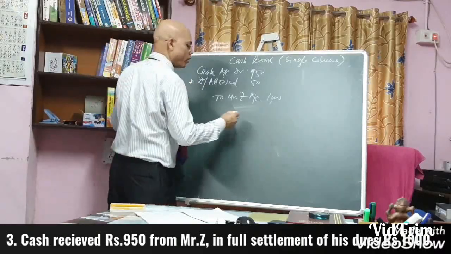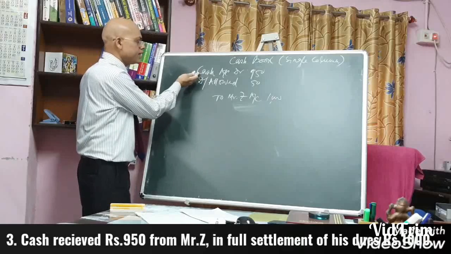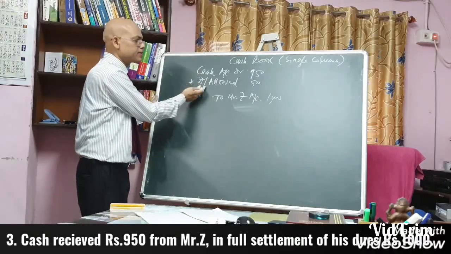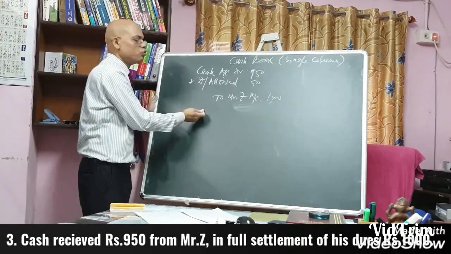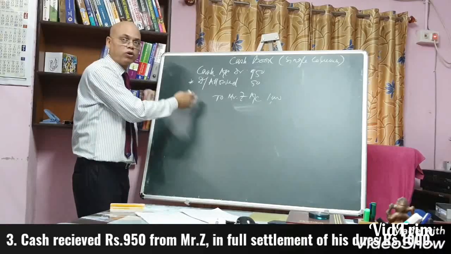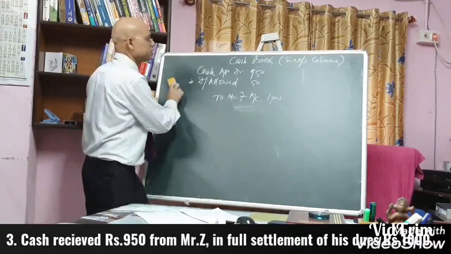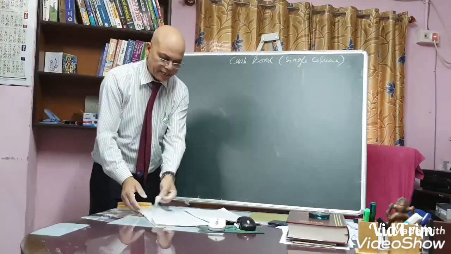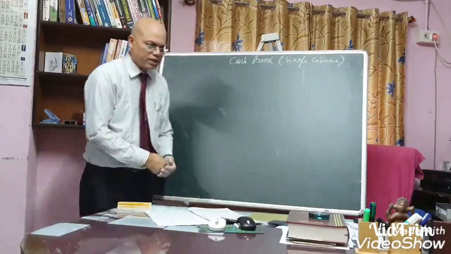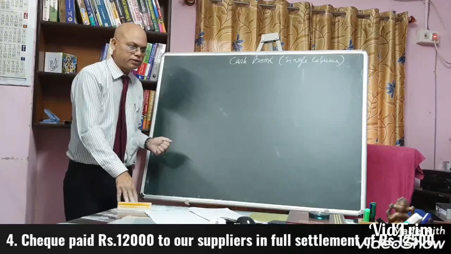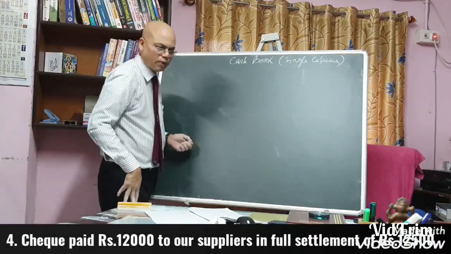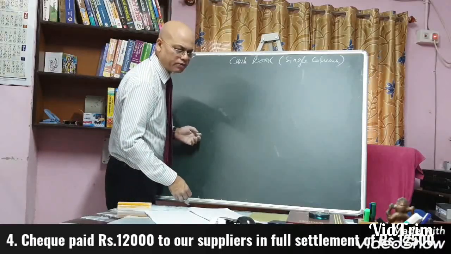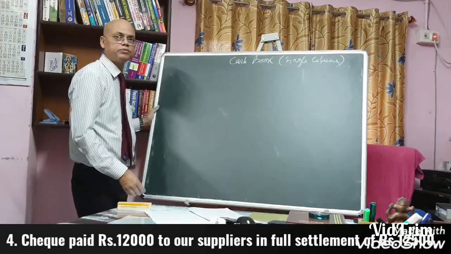Then in cash book, what you will do, in the debit side, in the cash column you will write, and in the discount column you will write this one, and to Mr. Z you will write. Always you will pass journal entries in this way, and your cash book always will be right.